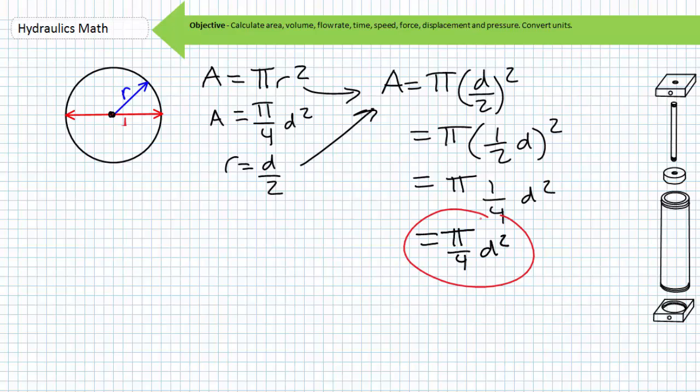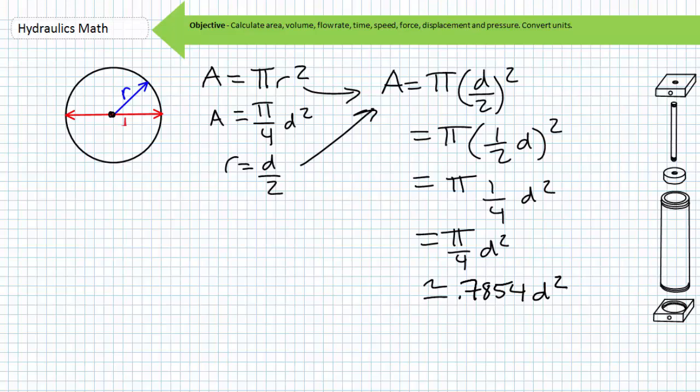If you use this formula to solve for area, you never have to go through algebraic manipulations to solve for area. You simply square the diameter, then multiply this by pi, then divide this quantity by 4. Additionally, since pi is a constant, depending on your degree of desired accuracy, you'll often see this same formula represented as 0.7854 d squared, where 0.7854 is a reasonable approximation of pi over 4.